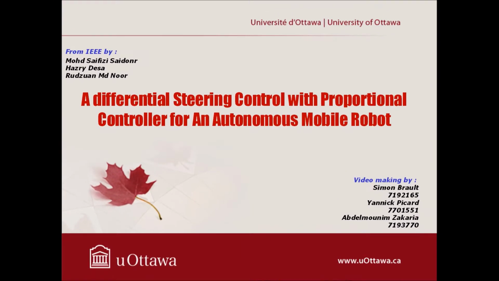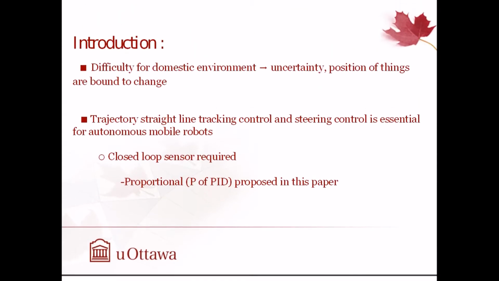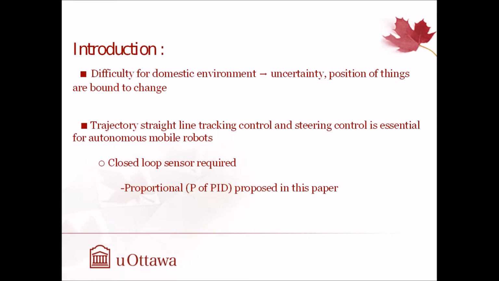So today we're going to be presenting a little paper on differential steering control with proportional controller for an autonomous mobile robot. So in terms of mobile robot, it's very difficult for movement in domestic environments, mostly because of the uncertainty and the position of things that are bound to change. And so something as simple as moving in a straight line is very essential. It's also very difficult to do.